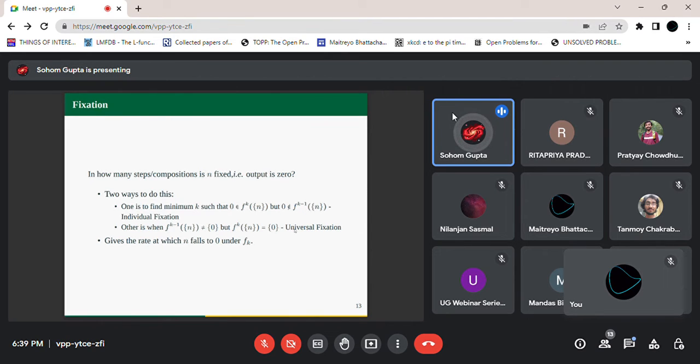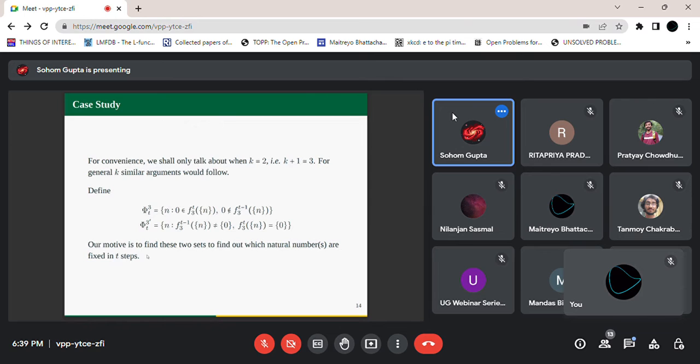So that is my universal fixation, and individual is like the shortest path, which is the fastest one that goes to 0. Other terms can be greater than 0, like technically 1, but which is the fastest. So these basically give a very deterministic rate at which n falls to 0 under f^k, and you'll see that they have very nice properties associated with them.